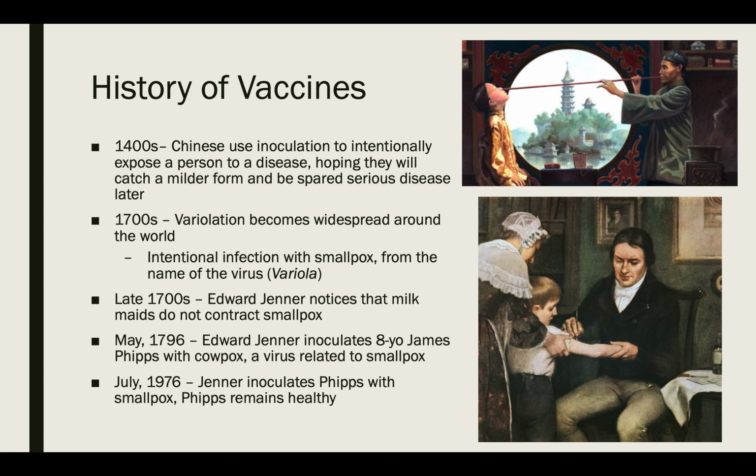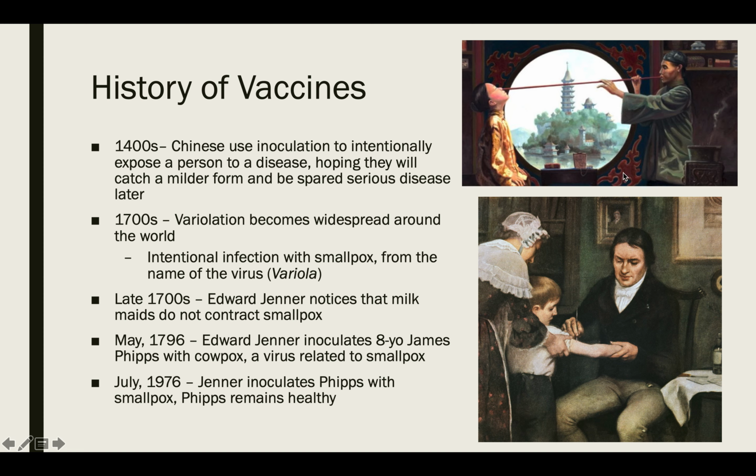Okay. So just some history of vaccines. I put a lot in here because I always think it's really interesting. I won't really go through all of this in detail, but vaccines have been used for a long time. As early as the 1400s, probably earlier, the Chinese were using inoculation to intentionally expose a person to a disease, hoping they would catch a milder form and be spared the serious disease later.